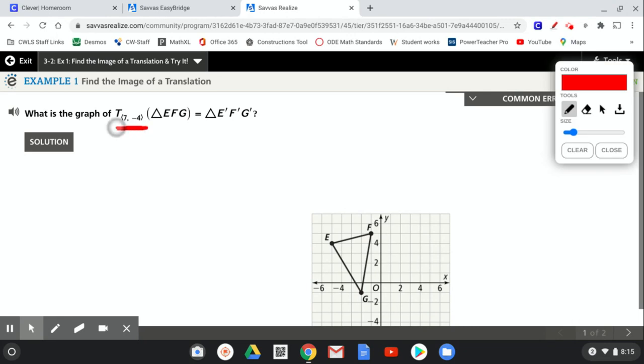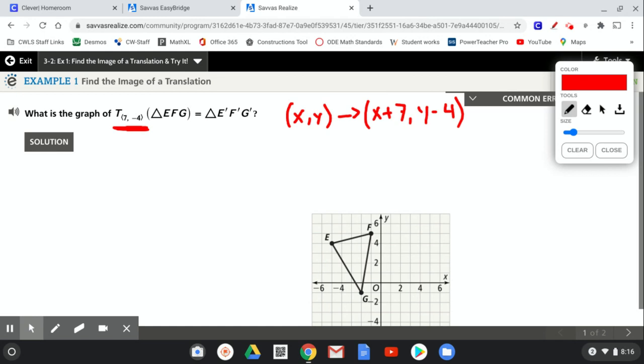The T stands for translation, okay? And it's saying 7 and then -4. So it could also be written like this, where we have the coordinates x comma y, and then this arrow, meaning we're going to move it in some direction. In this case, for the same translation, it would just be x plus 7 and y minus 4. Okay, so that's all it is for translation.